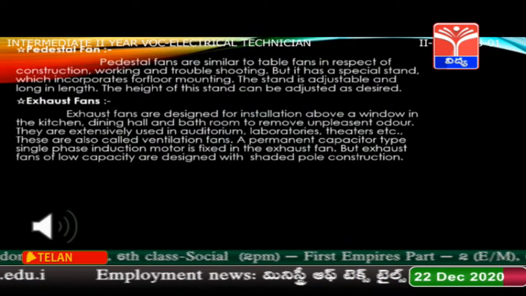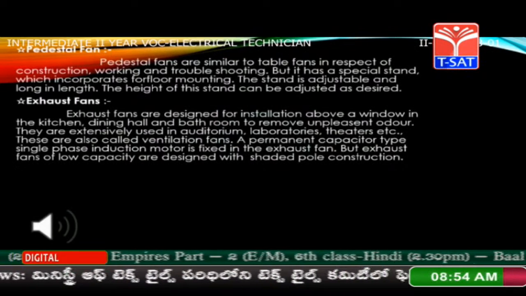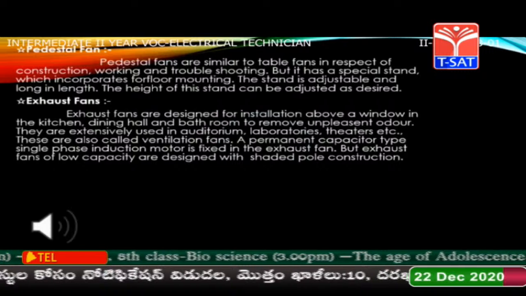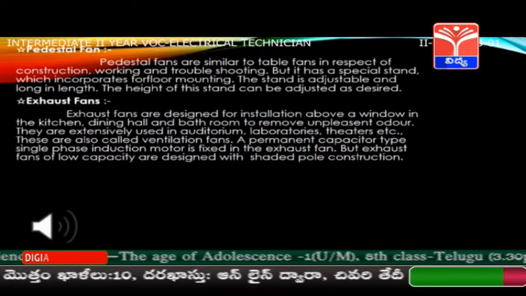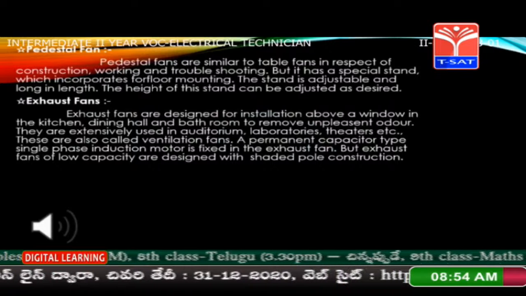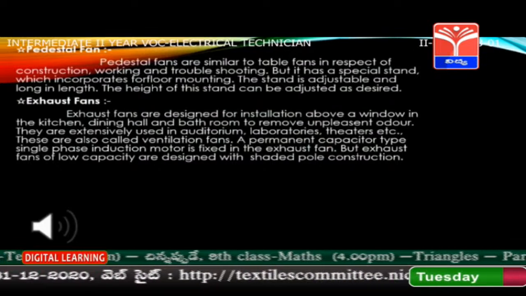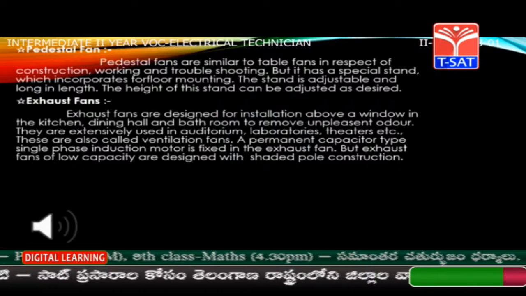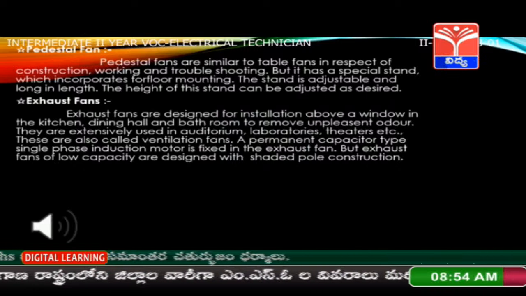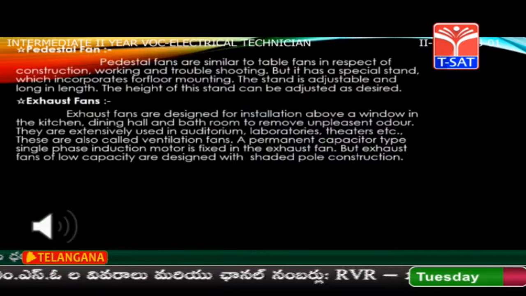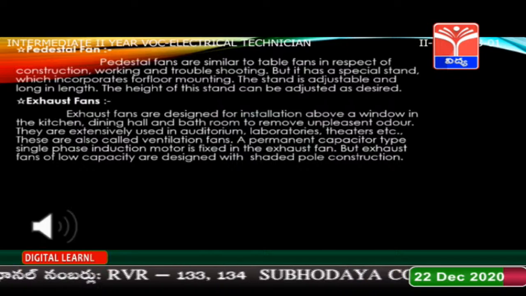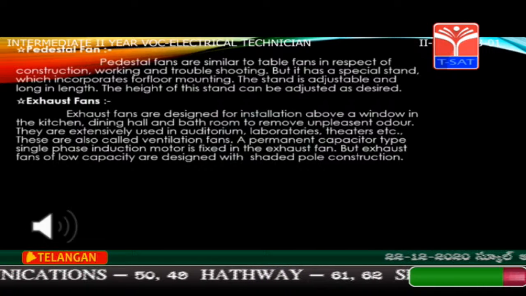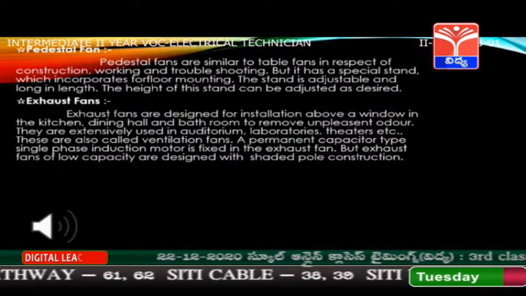Next, exhaust fans. Exhaust fans are designed for installation above a window in the kitchen or dining hall and bathrooms to remove unpleasant odor. They are extensively used in auditoriums, laboratories, theaters, etc. These are also called ventilation fans. A permanent capacitor type single phase induction motor is fixed in the exhaust fan, but exhaust fans of lower capacity are designed with shaded pole construction.